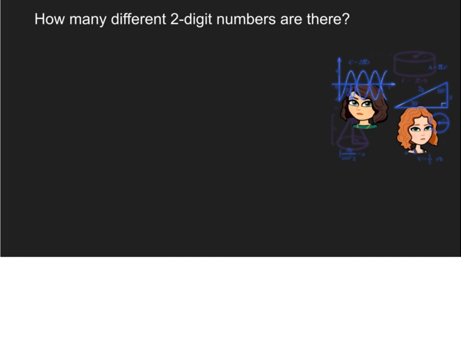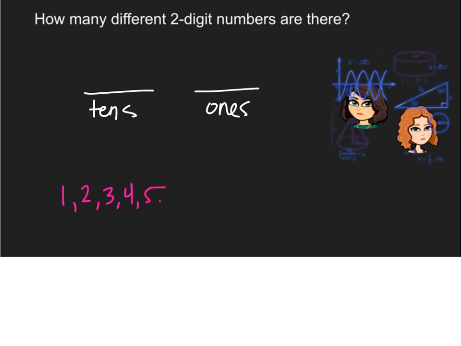How many different 2-digit numbers are there? This one is super tricky every year. So let's see. If I'm talking about a 2-digit number, well then I have like the tens place, right? So here's my tens and I have my ones. So how many options are there that I could possibly put into the tens place? Right, well I have my 10s, my 20s, my 30s, my 40s, 50s, 60s, 70s, 80s, and 90s. So 1, 2, 3, 4, 5, 6, 7, 8, 9 options for my tens place.